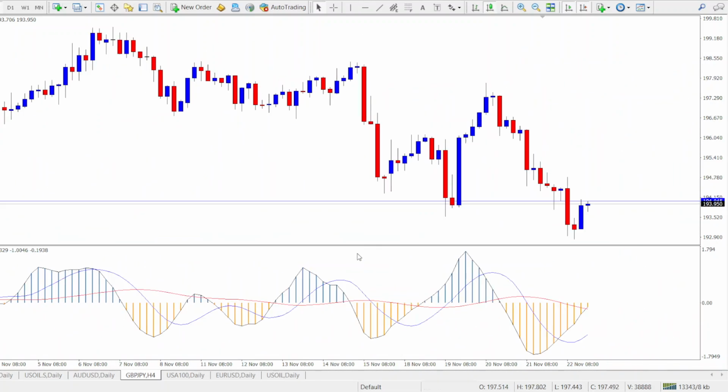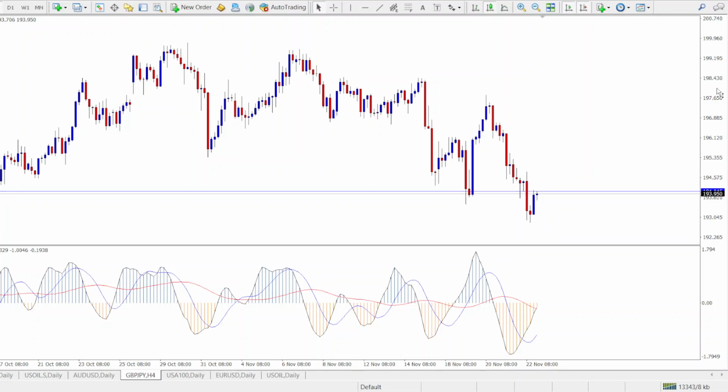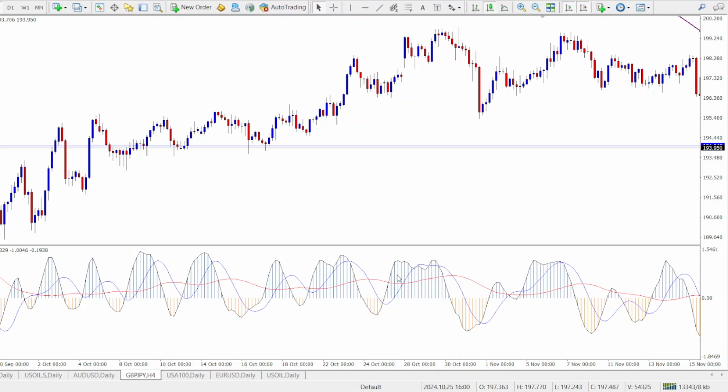First of all, where is the location of the histogram bars with respect to the price? Okay, now when we look at the chart, we can see that the price is currently selling, it's currently going down. Okay, so we look at the indicator and we can see that the indicator is currently in the negative territory. All right, so when you have your histogram bars below the zero level, it shows a bearish trend or a bearish move. When you have the histogram bars above the zero level, it shows a bullish move.